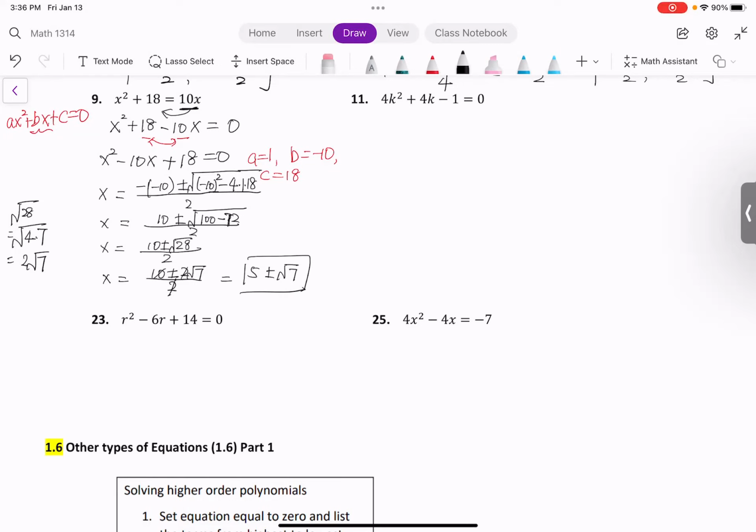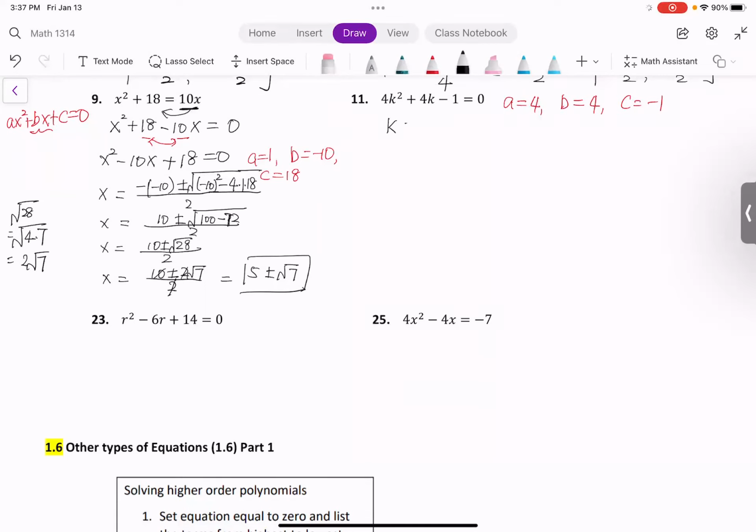And next one, let's see. Is this the standard order, the descending order, with ax squared going first? Yes, it is. And they changed the variable to k. So we use the same method to solve this quadratic equation. So what is a now? Let's use a different color. A equals 4, B equals 4, and C equals -1. I can't say this is x because they changed the variable to k.